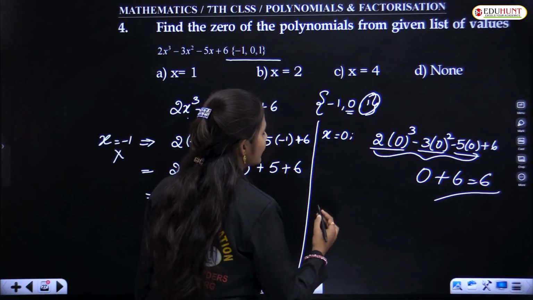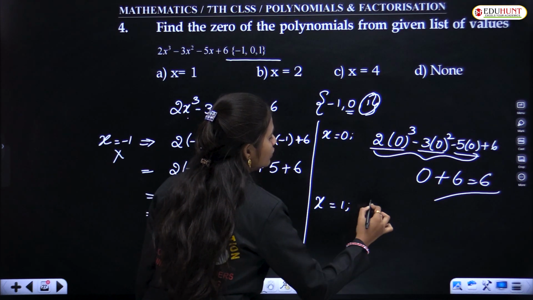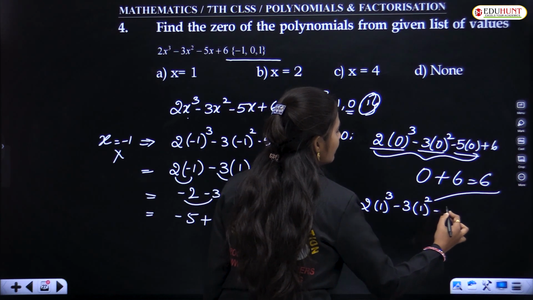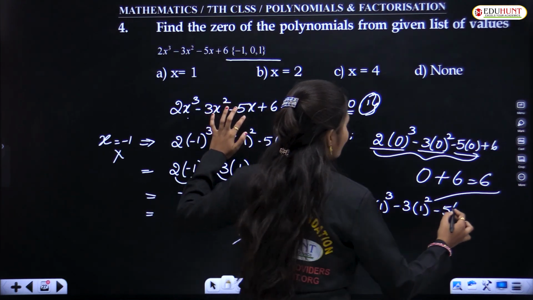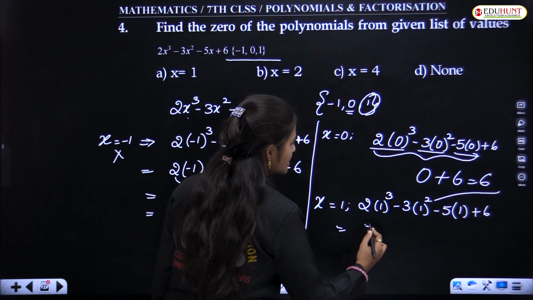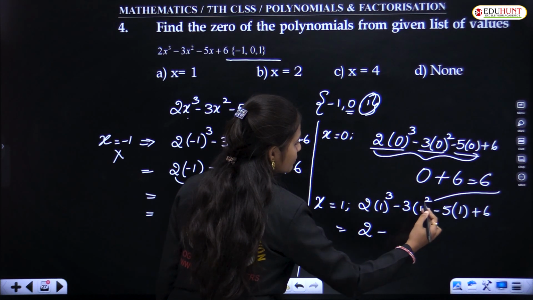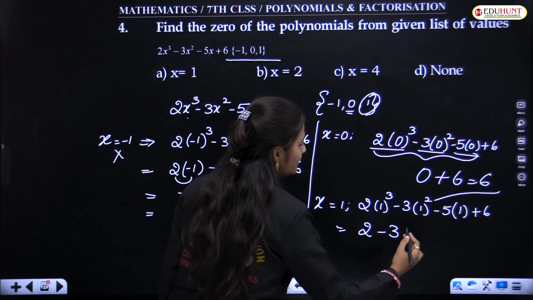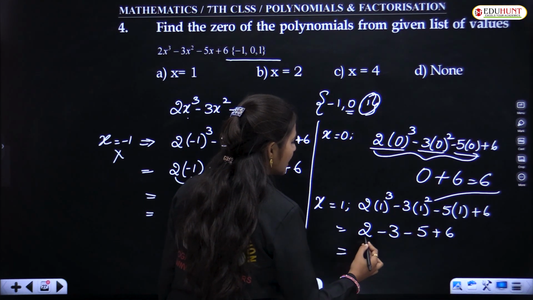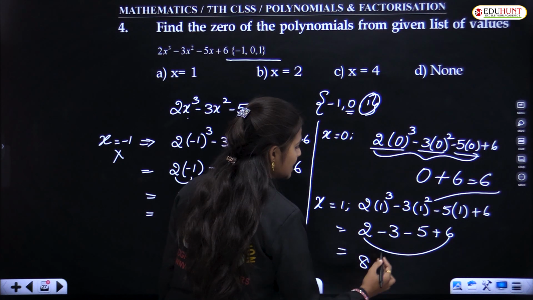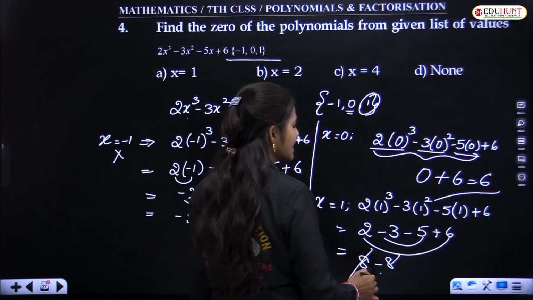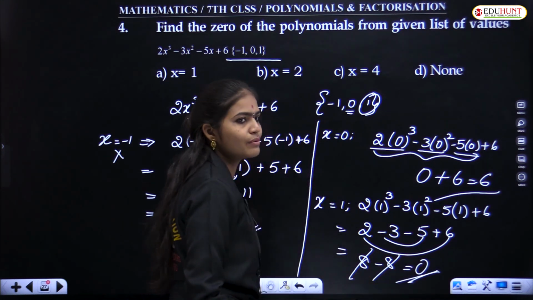So next you have to take x is equal to 1. So 2 into 1 whole cube minus 3 into 1 whole square minus 5 into 1 plus 6. So which is equal to 1 cube means 1, 1 into 2 is 2, minus 1 square is 1, 1 into 3 is minus 3, minus 5 into 1 is minus 5, plus 6. So plus 2 plus 6 is equal to 8, minus 3 minus 5 is equal to minus 8. So plus 8 and minus 8 get cancelled, and we are getting the value equal to 0.